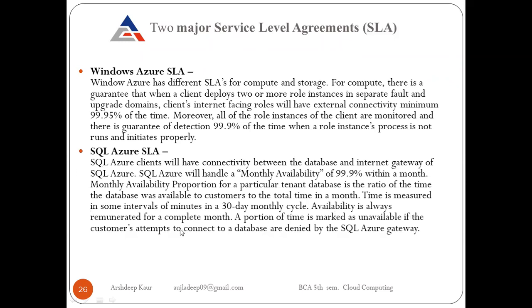In that case, availability is always calculated for a complete month. A portion of time is marked as unavailable if the customer's attempts to connect to the database are denied by the SQL Azure gateway. So if for a specific portion of time the customer is not able to connect with the database, then such time will be marked as unavailable. So we have the Windows Azure SLA, which is used for compute, meaning for doing computing and for storing the data, and the SQL Azure SLA, which is used for database connectivity.